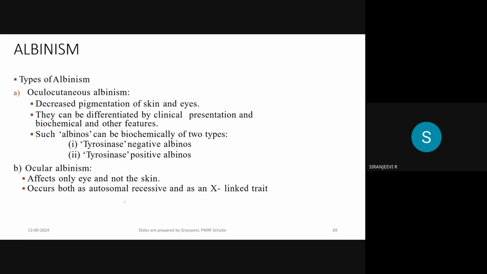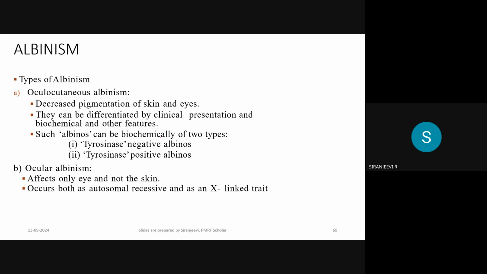There are two types of albinism. One is oculocutaneous albinism, which happens both in the eye as well as in the skin. The second one is ocular albinism, which affects only the eye, not the skin. Oculocutaneous albinism can be differentiated by clinical presentation, biochemical and other features.